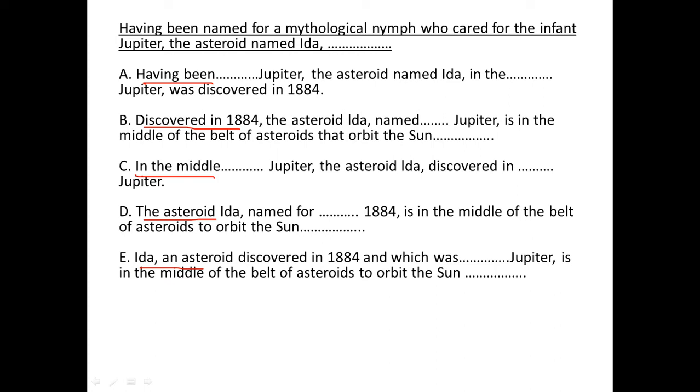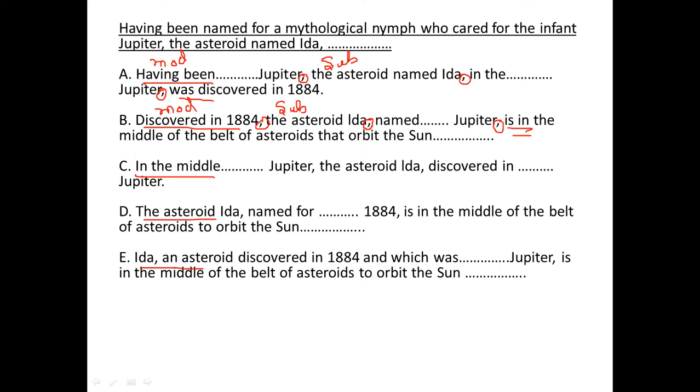In option A, "having been", so it is starting with the modifier. So if it starts with a modifier, you need to have a comma and then you'll have the subject. And if we have a comma after the subject, I need to have a second comma, after which I'll find the verb. So the asteroid named Ida was discovered. B says discovered in 1884, that's a modifier, comma, subject, then we have a second comma, and a verb.